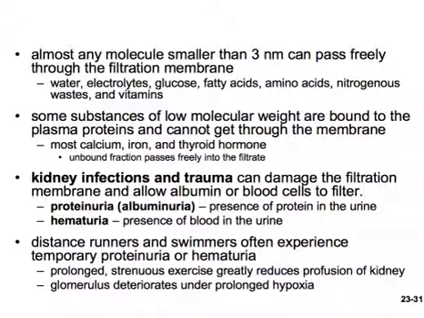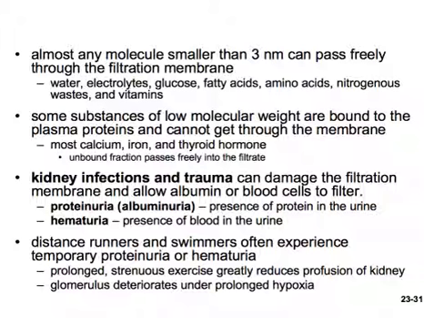Anything that can cause damage to the filtration membrane will allow albumin or blood cells to filter through. Kidney infections can cause damage to the filtration membrane, as well as trauma to the kidneys. Proteinuria is when we see protein in the urine, and this is a condition that might indicate that there's some infection or trauma in the kidney. Hematuria is the presence of blood in the urine.